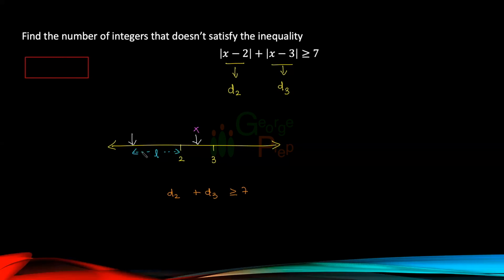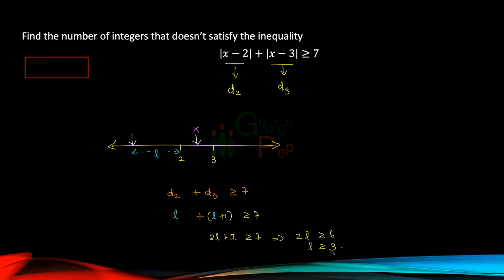Now how do I take distance from 2 here? D2 is equal to L itself, right? So I can say distance from 2 is L, plus D3, which will be L plus 1, and that should be greater than or equal to 7. Now it boils down to something very simple. So we will get 2L plus 1 is greater than or equal to 7, or 2L is greater than or equal to 6. L is greater than or equal to 3, right?